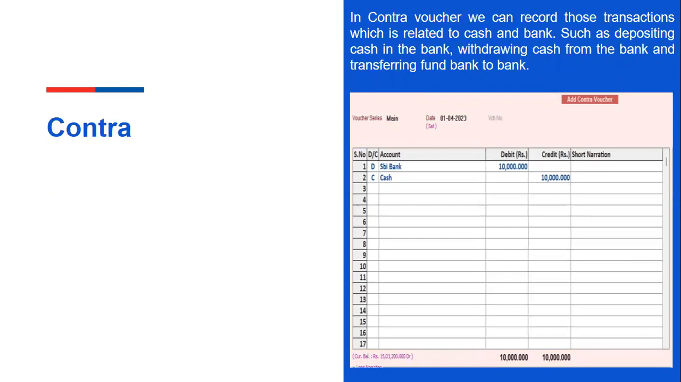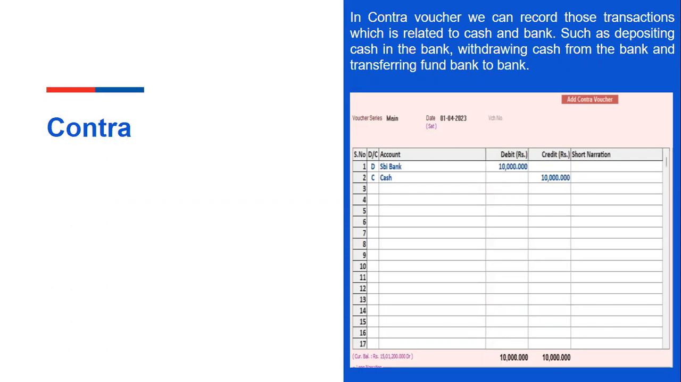This is the contra voucher. In a contra voucher, we can record those transactions which are related to bank or cash. If your transaction belongs to bank or cash, it means both accounts are cash or bank. Debit is cash or bank, it can be cash and bank, and credit is also the same.